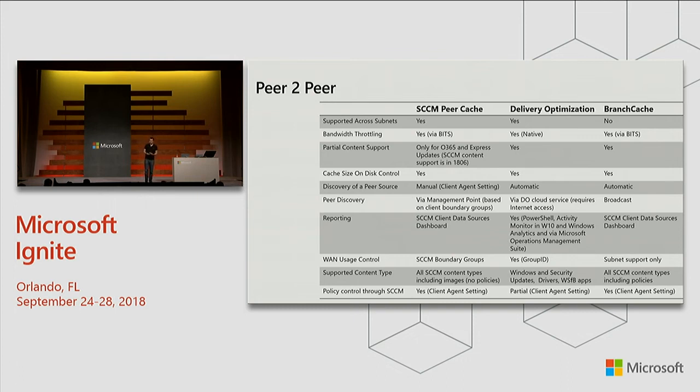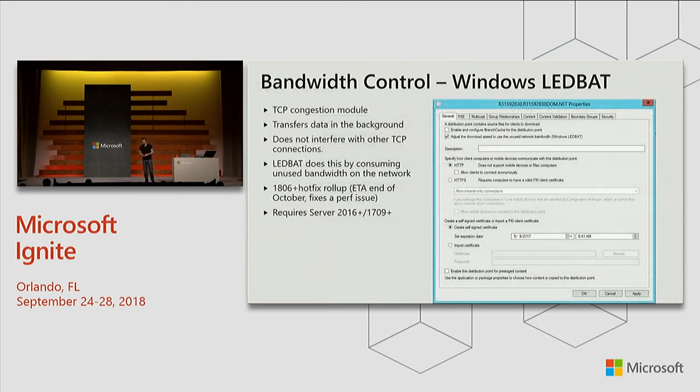We've also got deep integration with delivery optimization. Recently, we've added the ability for clients to share boundary group information and tattoo that into delivery optimization so that you can use your existing network boundary groups that you've specified in Config Manager. Delivery optimization can use those to intelligently determine which clients it should be sharing content between.